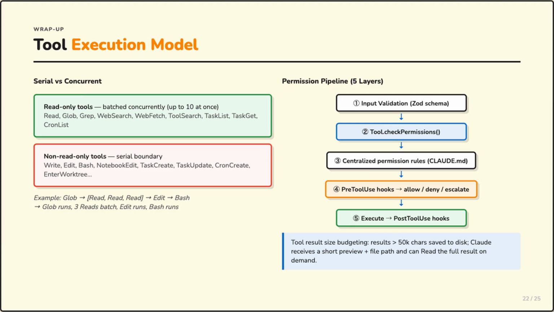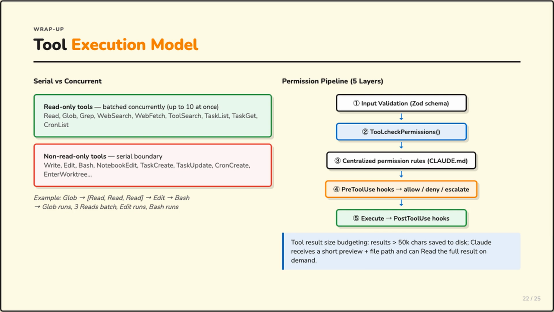Let's pull back and look at how tool calls are actually executed. The execution model has 2 dimensions, parallelism and permissions. On parallelism, read-only tools batch concurrently, up to 10 at once. Non-read-only tools force a serial boundary. So in a sequence of glob, 3 reads, then edit, the glob runs first because it's not read-only. Wait, actually glob is read-only, so it runs. Then the 3 reads batch in parallel, then edit runs alone.